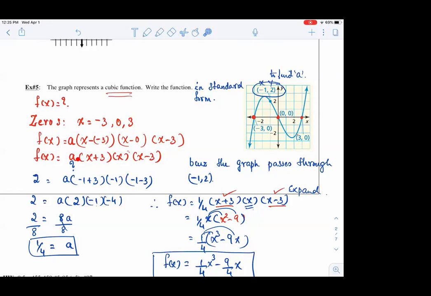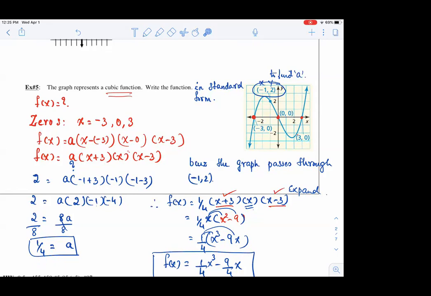But we have an a in front of it which needs to be found, and that is why a fourth point is given to you. It will always be given to you, an extra point. This is your x, that's your y. So f of x is replaced by the y, which is 2. Every x in the expression is replaced by negative 1. You do the algebra and you get a is equal to 1/4.